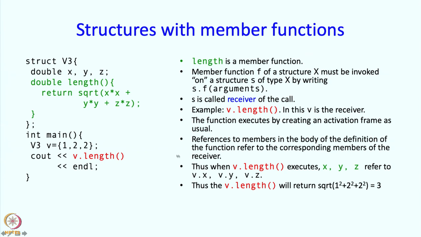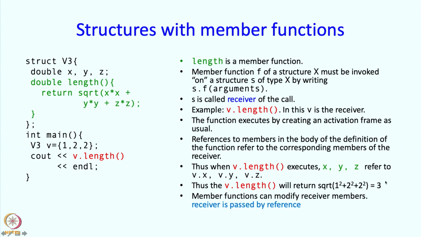So, as a result of this, v dot length is going to return the square root of 1 squared plus 2 squared plus 2 squared, so 1 plus 4 plus 4, 9, square root of that is 3.